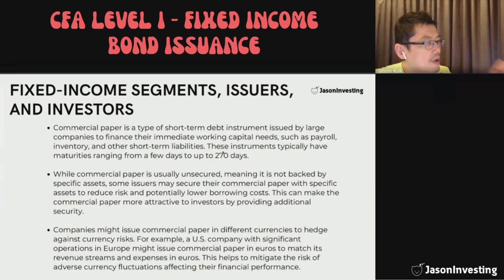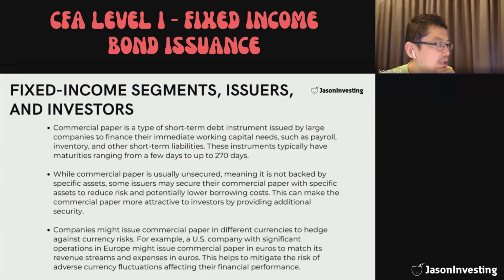Okay, we'll talk more about commercial paper here. Commercial paper is a type of short-term debt instrument by large companies. So to finance their immediate working capital needs, this is the short-term capital needs that we talked about earlier, such as payrolls, inventory, and other short-term liabilities. These instruments typically have maturities ranging from a few days to up to 270 days, which is less than a year.